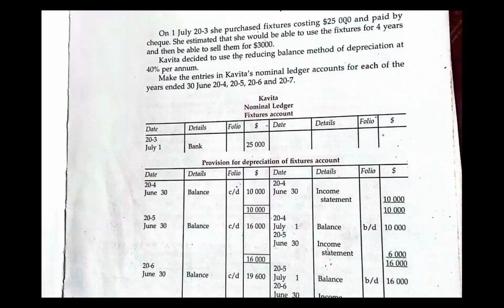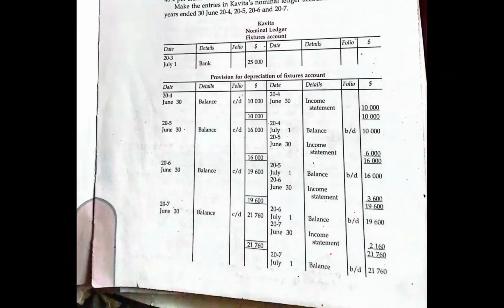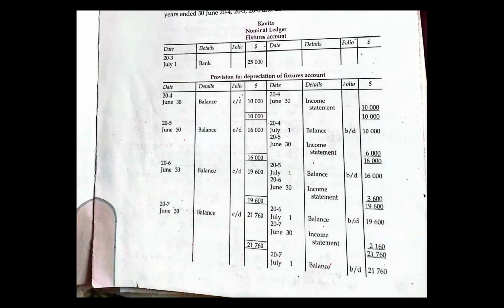Then what about the provision for depreciation? With the provision for depreciation, you have to calculate the depreciation that occurred in the first year. If you remember, when we used the reducing balance method, we calculated depreciation being 10,000. So you credit the provision for depreciation account. It has been credited, right? Then you balance off the account by summing both sides, and you take the balance carried down being 10,000.